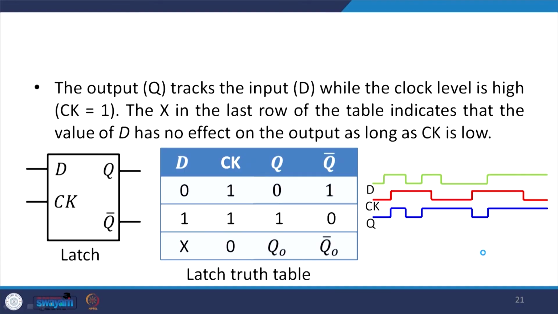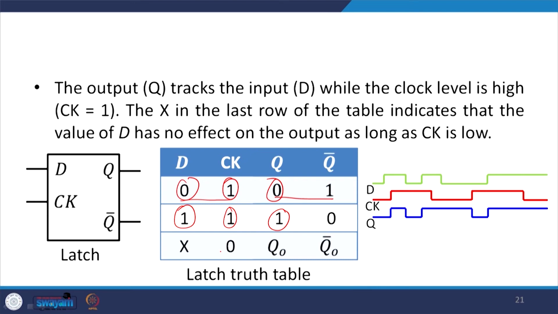Because the output follows the input when the clock is high, we say that the latch is transparent during this time. You can see that you have 0 1 here and you have 0 1 here. When this is 0, this is 0, and when this is 1, this is 1, and these are the clock.